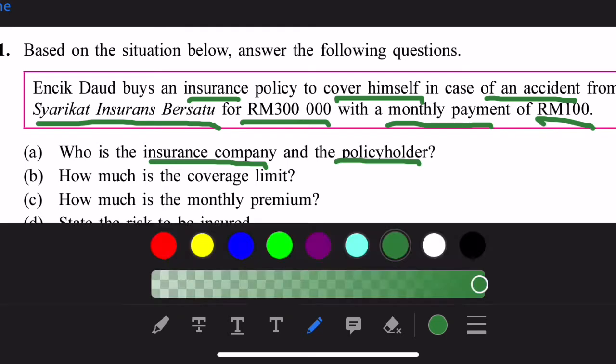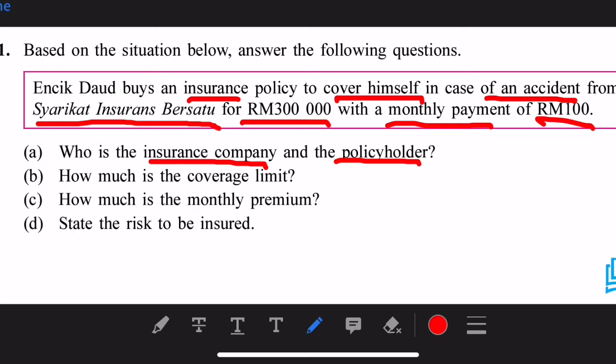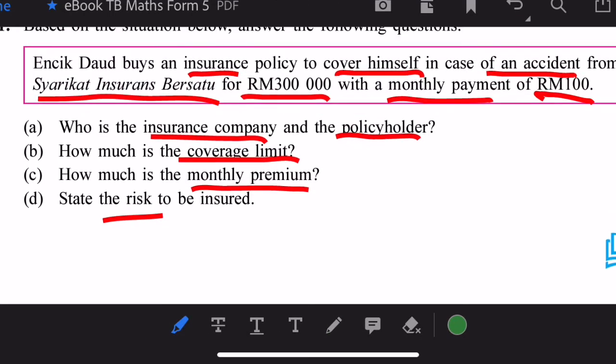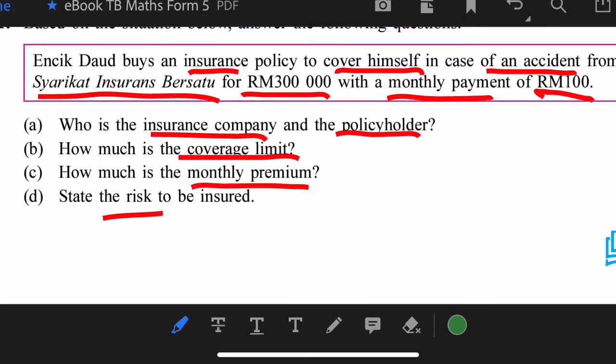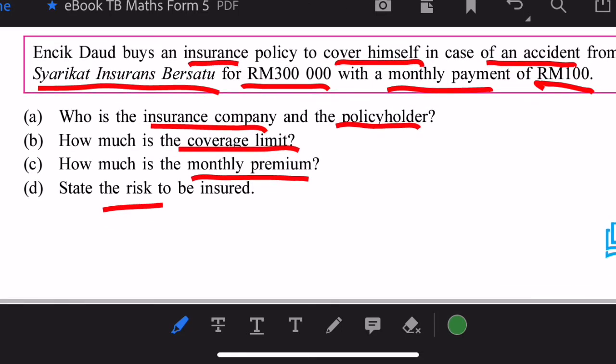Do you know the answer? How much is the coverage limit and how much is the monthly premium, and state the risk to be insured. Can you please try the question first before we discuss? Again, I read the question. Inche Daud buys an insurance policy to cover himself in case of an accident from Syarikat Insurans Bersatu for 300,000 with a monthly payment of 100.